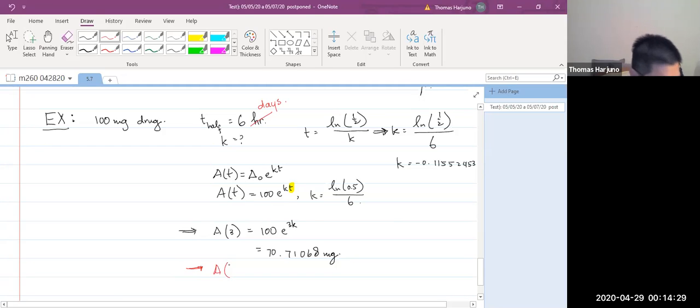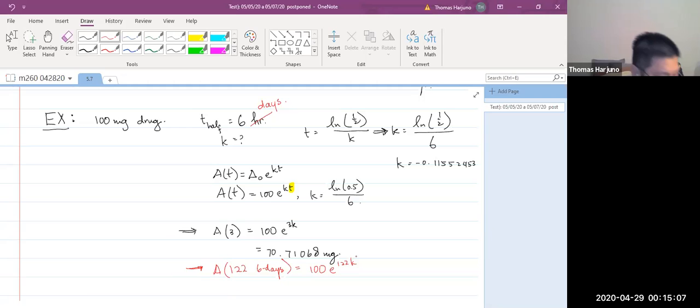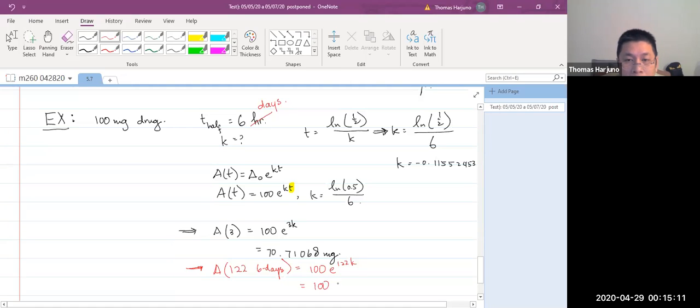How many 6 days are in 2 years? 366, let's say, multiplied by 2, divided by 6. There are 122 6-day periods, right? Then there will be 100 times e to the 122 times k. My k again is natural log of 0.5 divided by 6, multiplied by 122. So this is the number I have right now, 100 times e to the negative 14.09399.